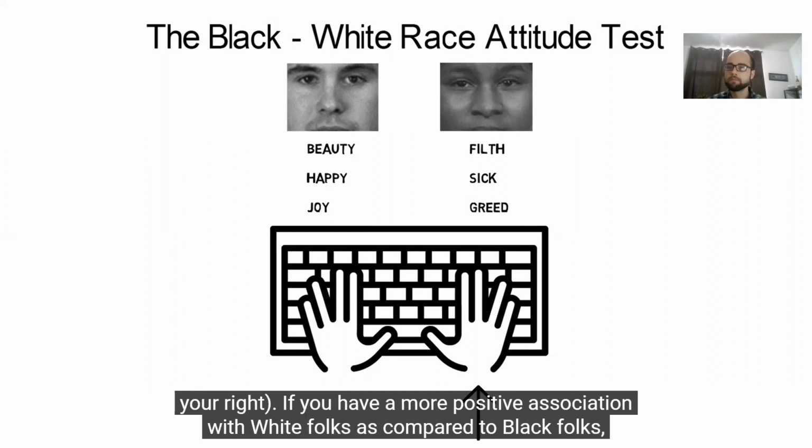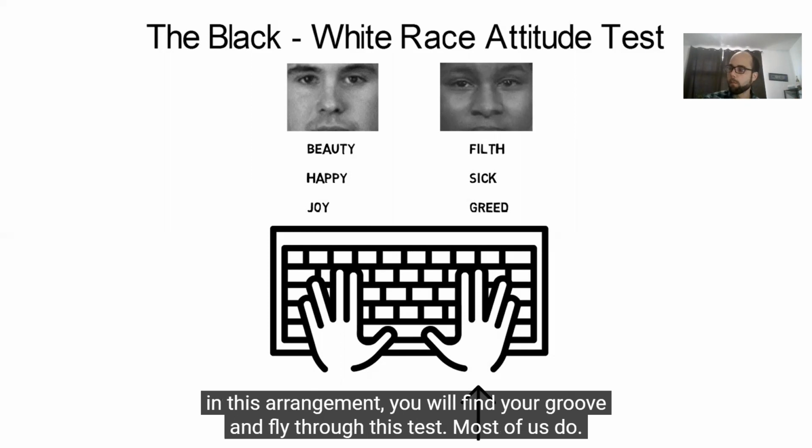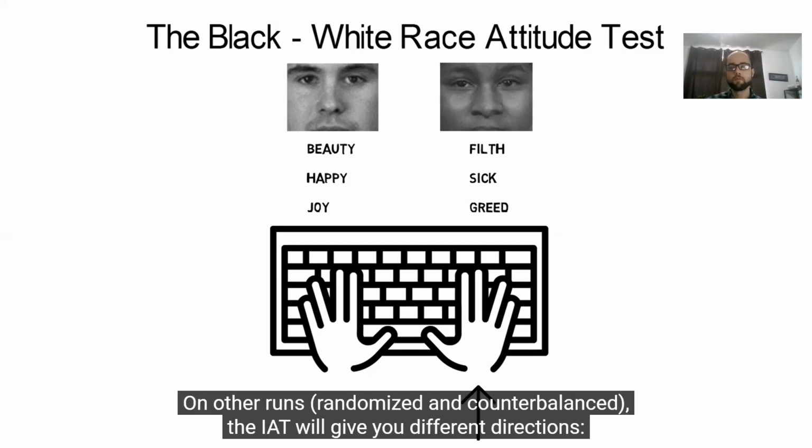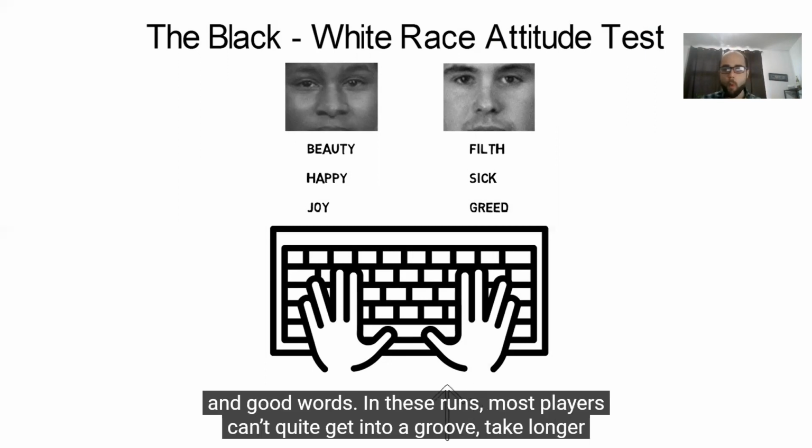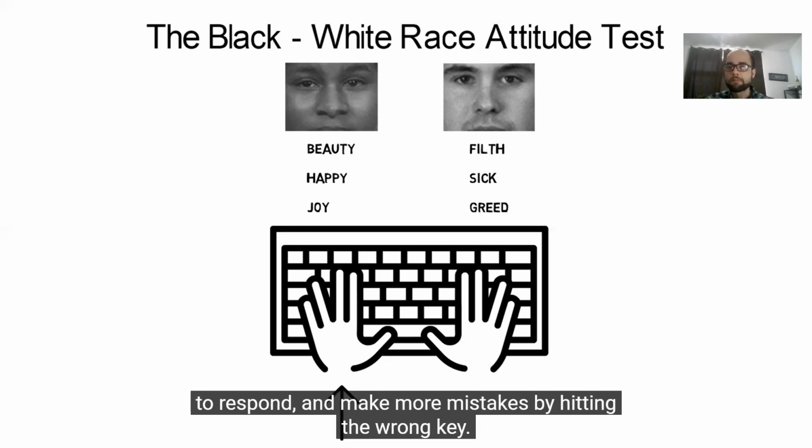If you have a more positive association with white folks as compared to black folks, then in this particular arrangement, you will find your groove and fly through the test. Most of us do. But on other runs, which are randomized and counterbalanced, the IAT will give you different directions. Press the same key for white faces and bad words, and another same key for black faces and good words. In these runs, most players can't quite get into a groove, take longer to respond, and make more mistakes by hitting the wrong key.